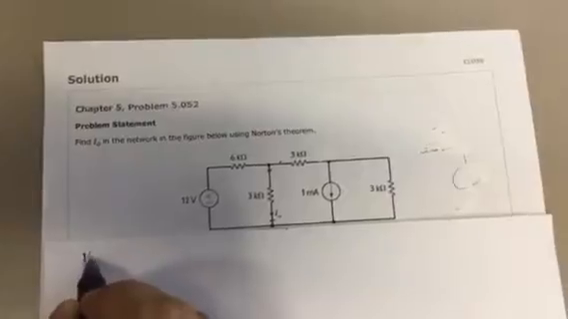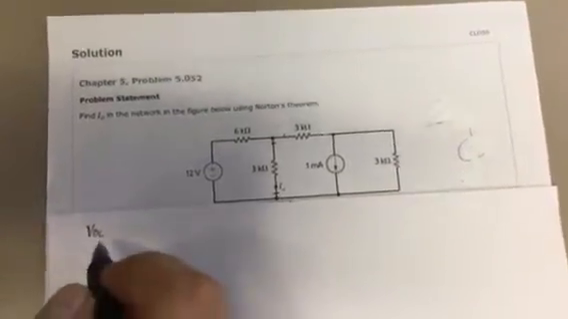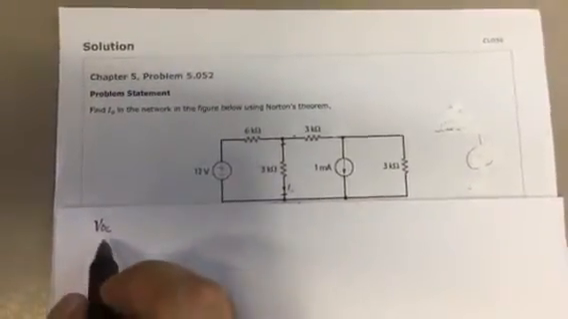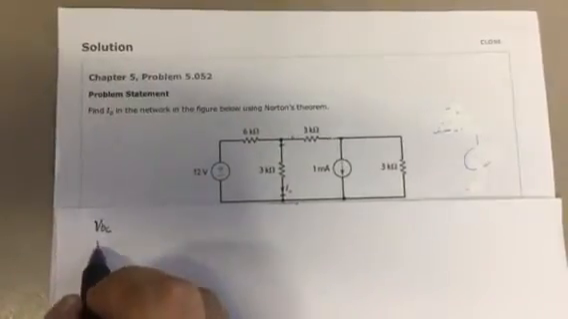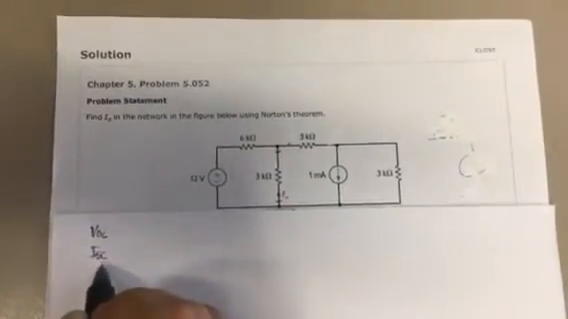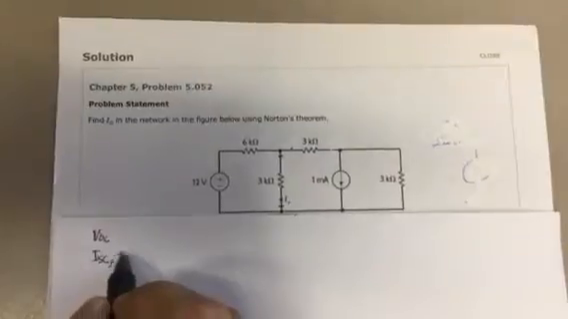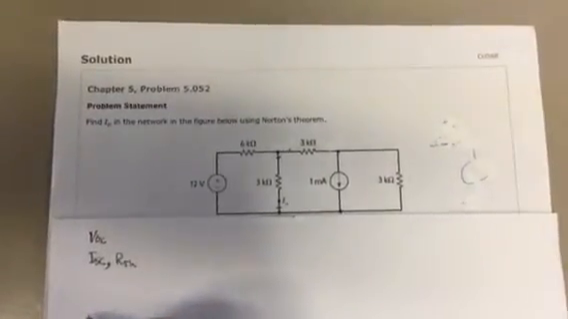instead of finding the VOC that we usually do for Thevenin's theorem, we want to find the I short circuit. So we want to find the I short circuit and R Thevenin. These are the two things that we're looking at.